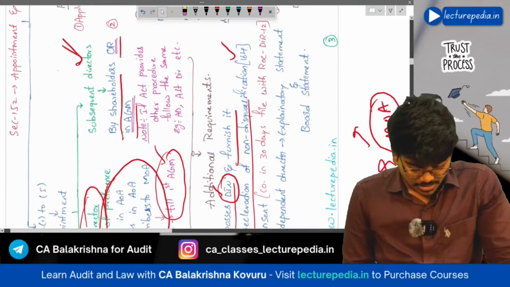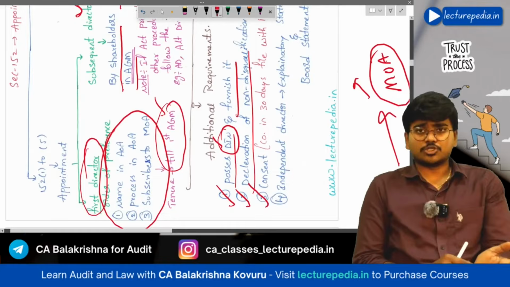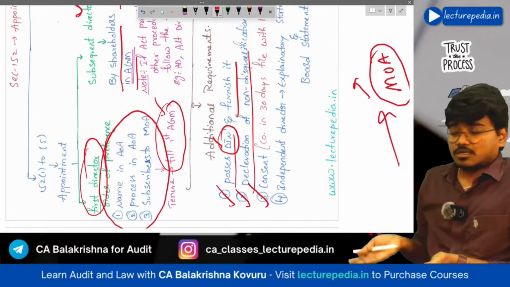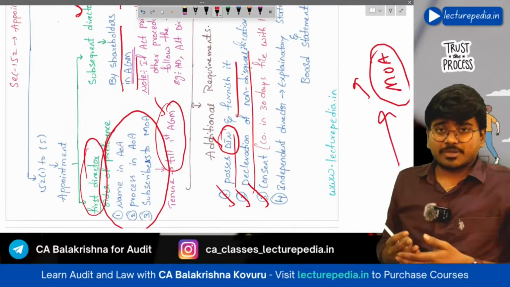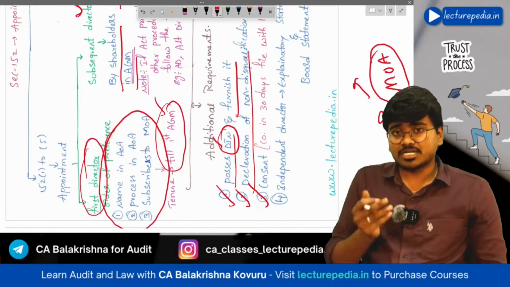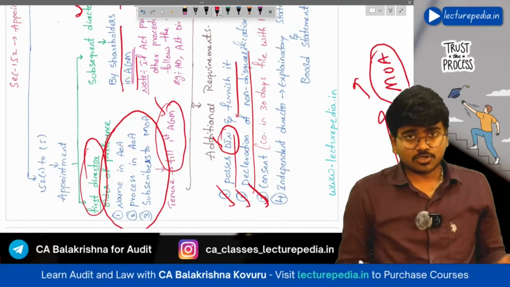Okay. Next, obviously the person should give his consent to act as a director, right? Without taking consent from the person, you can't appoint him as a director. If that person himself is not willing to get appointed as a director in your company, how can you appoint him? So consent is also required.